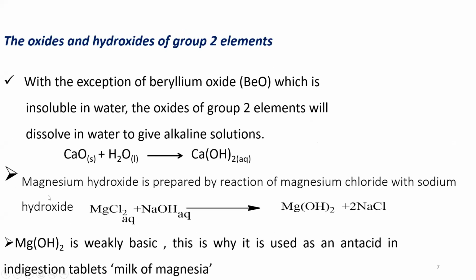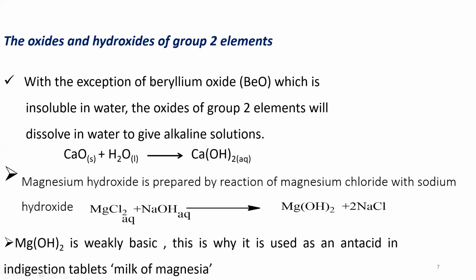Now we look at the oxides and the hydroxides of the group 2 elements. Of course, with the exception of beryllium oxide, which is insoluble in water. I told you because beryllium oxide is amphoteric, we don't expect it to be soluble in water. It will only be soluble in acids and bases.